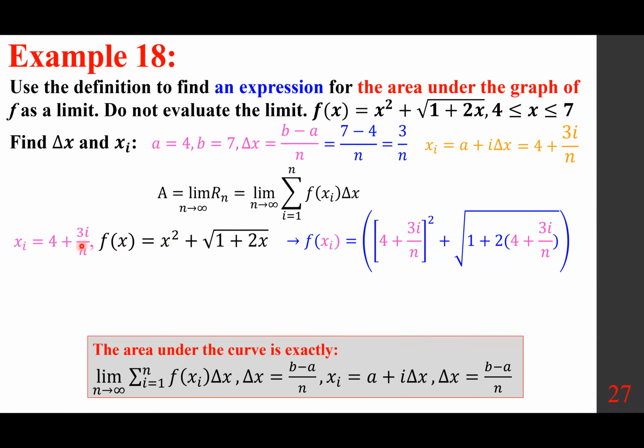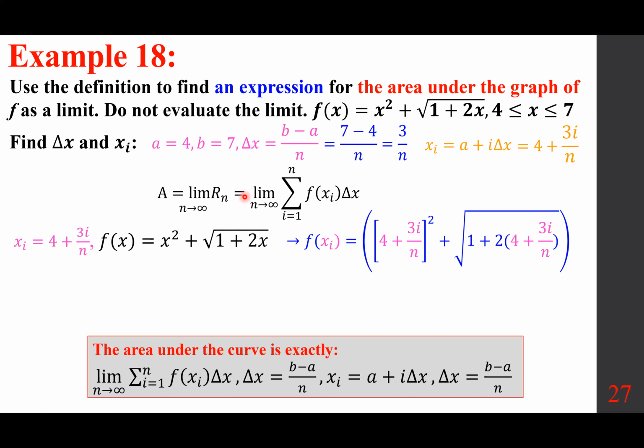Please understand what we are doing here. Here's x sub i, here's f of x, and therefore here's f of x sub i. Replace anywhere you see x with x sub i: 4 plus 3i over n, 4 plus 3i over n. And of course, we don't have to simplify it here. Eventually, this can be evaluated.